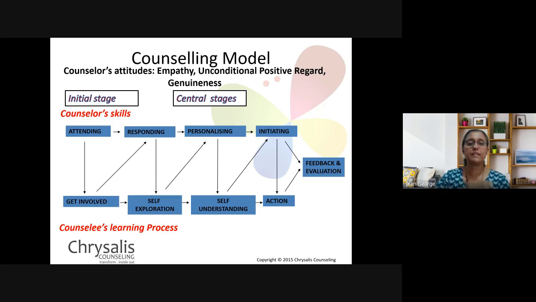Once the counselee is involved, it moves to the next stage, where the responding skills of the counselor will begin to stimulate the self-exploration. This can happen over and over again many times. This level of deepening of self-exploration will enable the counseling process to move to the personalizing stage. And the personalizing skills of the counselor will stimulate the self-understanding of the counselee. And this understanding makes it possible for the counselor to help them move into the initiating stage, where the counselee will take the relevant action steps for the problem. And then it ends with a feedback as well as an evaluation.